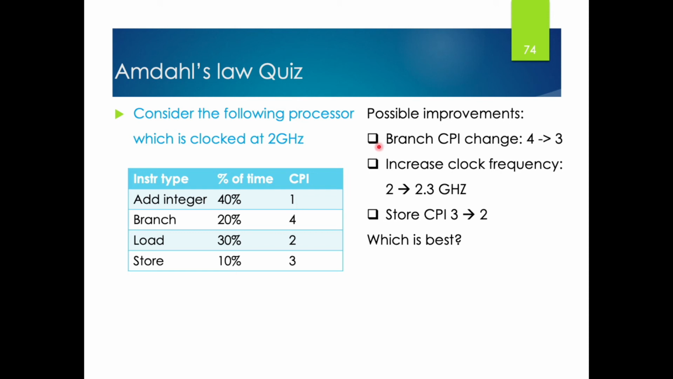Now, let's take a look at the speedup levels for the following possible improvements. The first improvement is that you change the CPI of the branch instructions from 4 to 3 to make it faster. For the second case, you increase the clock frequency of the CPU. That means pushing the CPU to work faster. And for the third case, you make the CPU run faster only for the store instructions by decreasing the cycles per instruction from 3 to 2. Please make some calculations to determine which one is the best improvement in these three cases. I give you 1 minute to think about this.